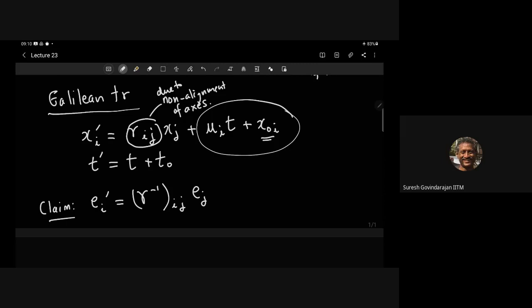Okay. So I just put that inverse here, which is also, recall that R inverse equals R transpose, because it's orthogonal, special orthogonal, but orthogonality is all we need. Okay, so this is what we have.